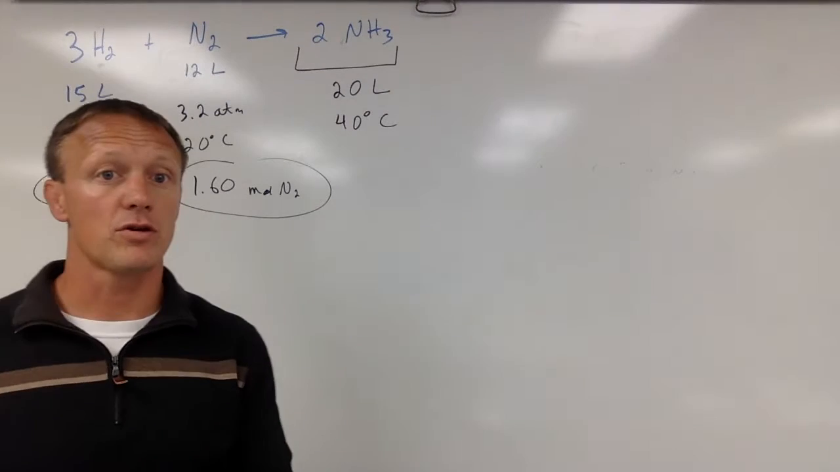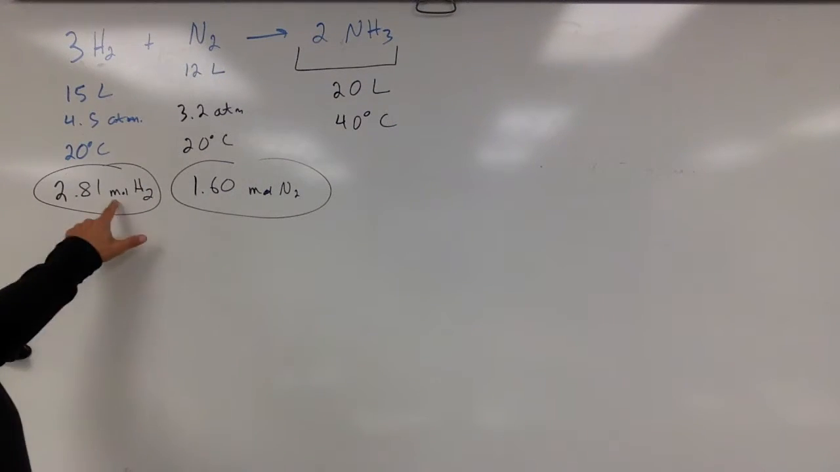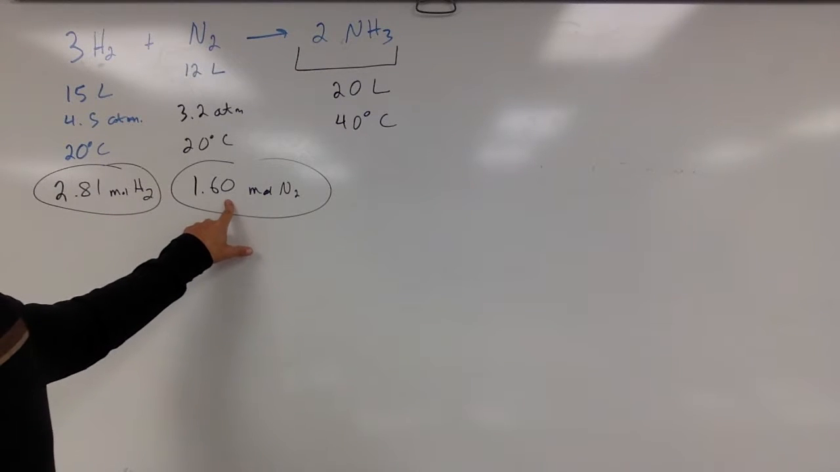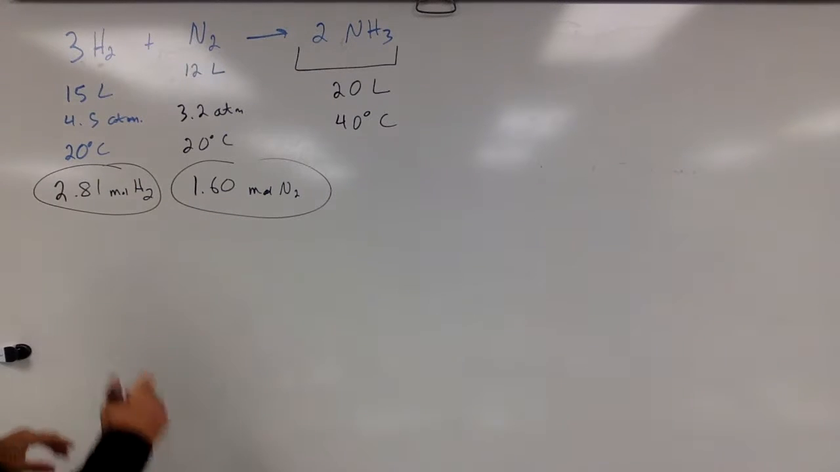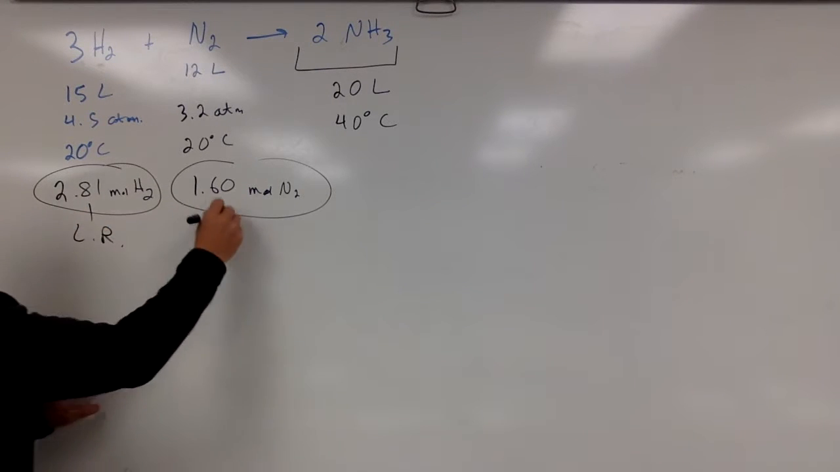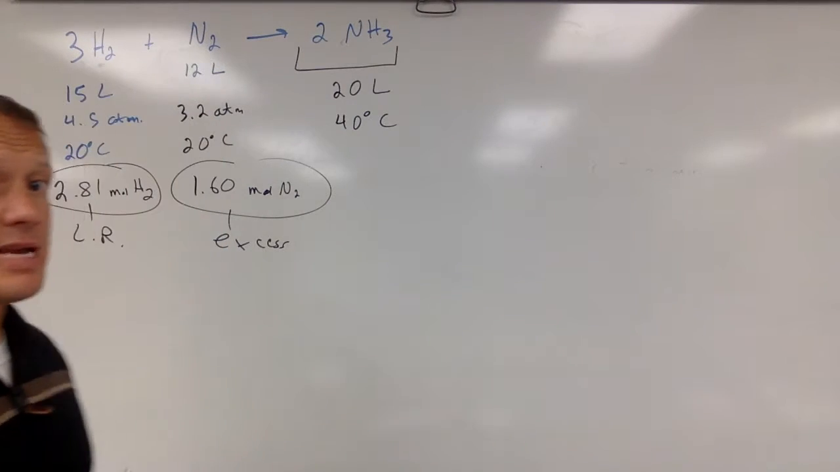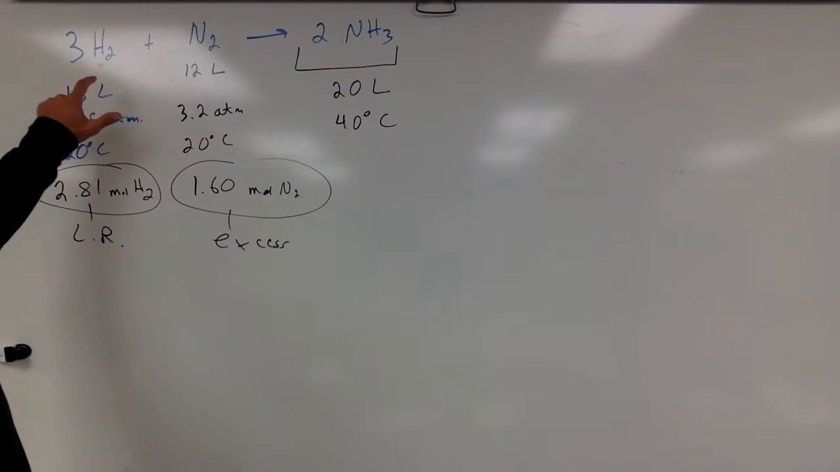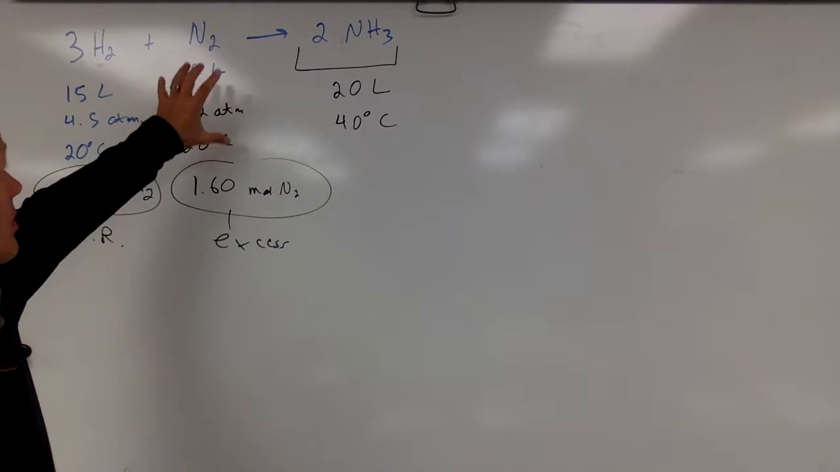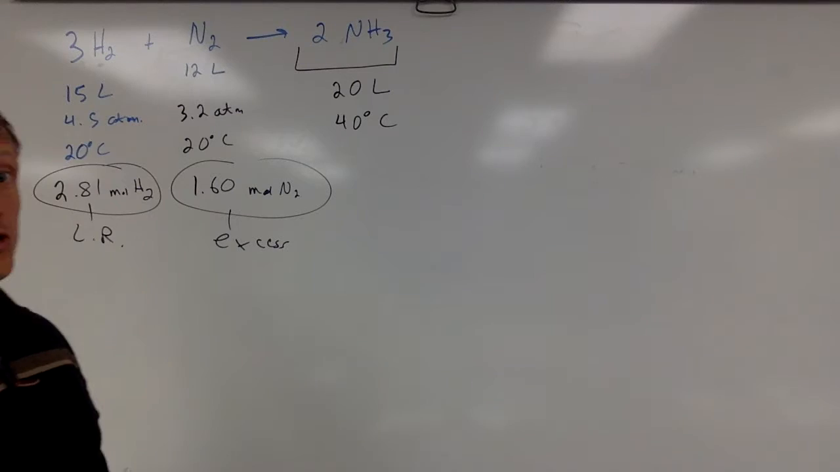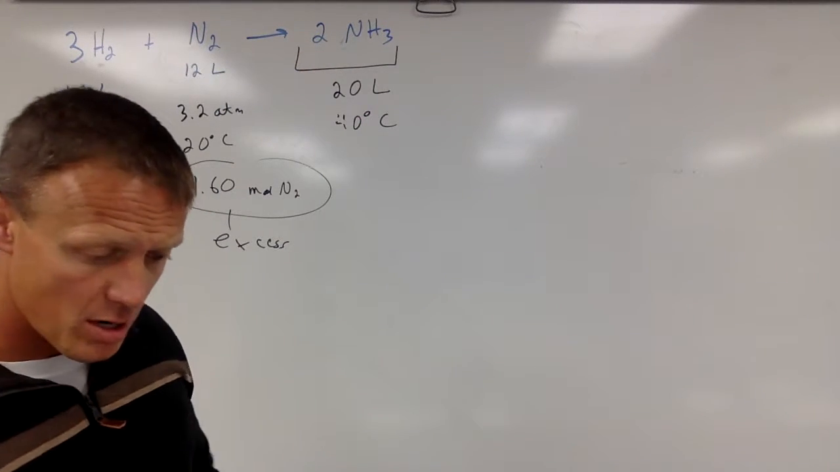So if you notice here, hydrogen has to be 3 times bigger than nitrogen. Well, this number is not 3 times bigger than that number, and it's supposed to be. So this is your limiting, that is your excess. So I know at the end of the reaction, hydrogen is going to be causing no pressure. It's the thing that's going to run out first. Some of the nitrogen will be causing pressure. So our partial pressures will be of this and this to make up the total pressure.